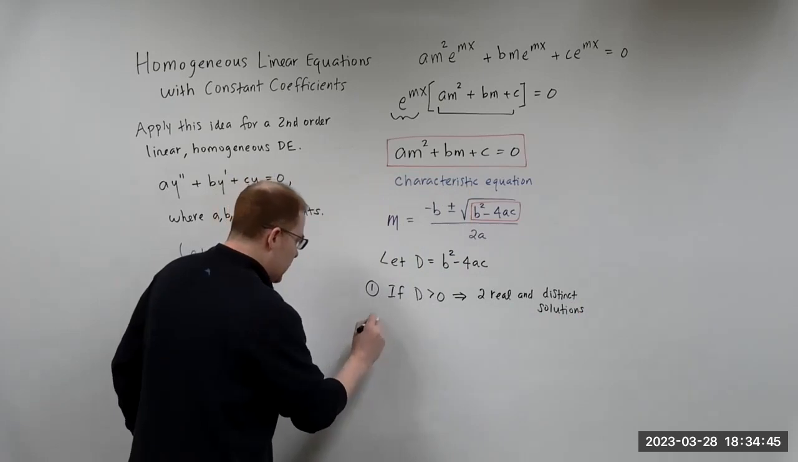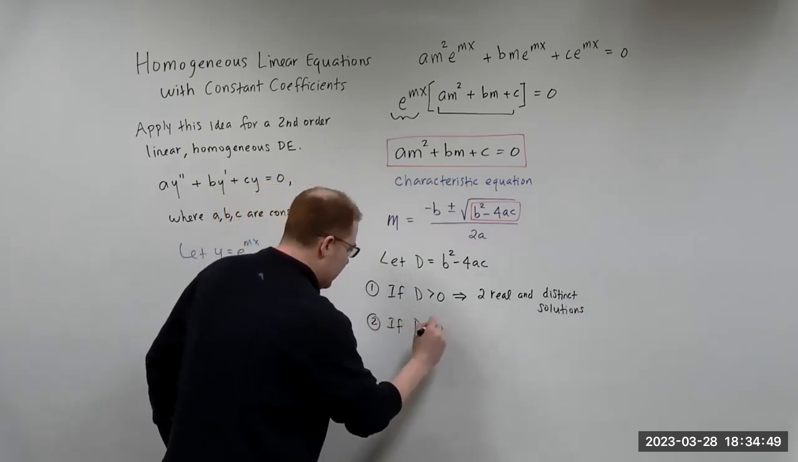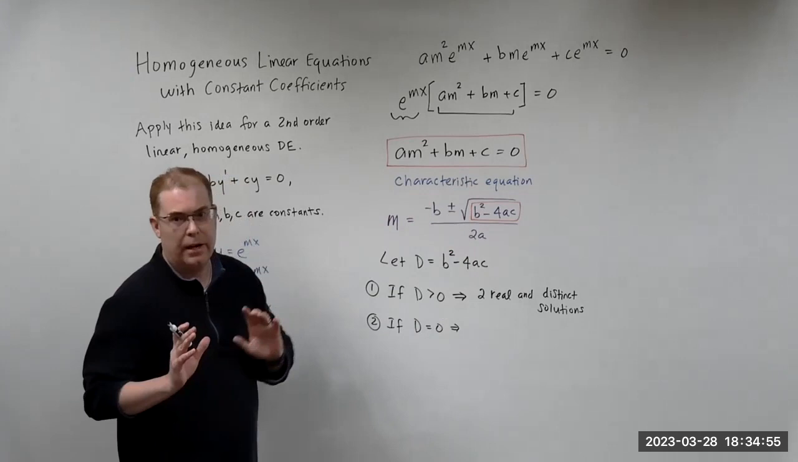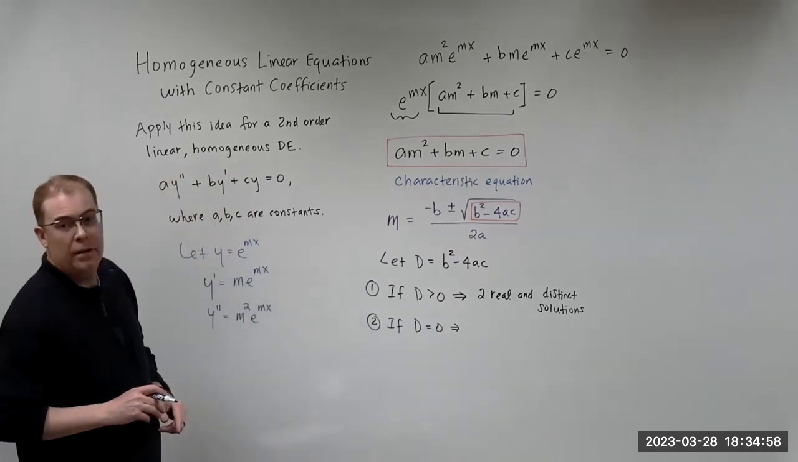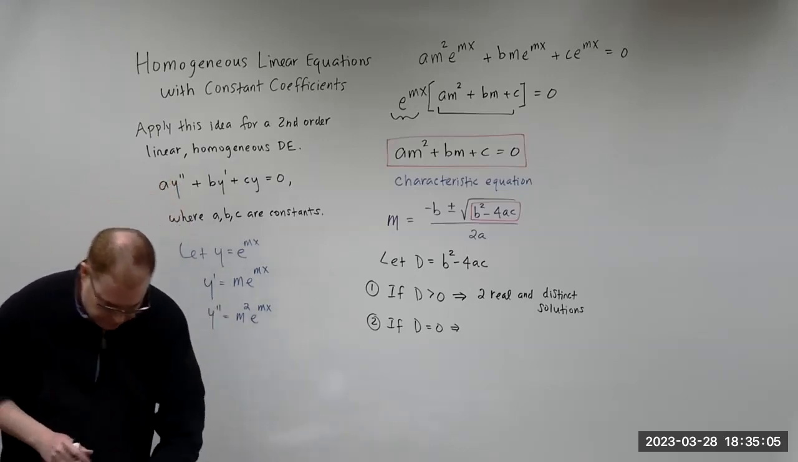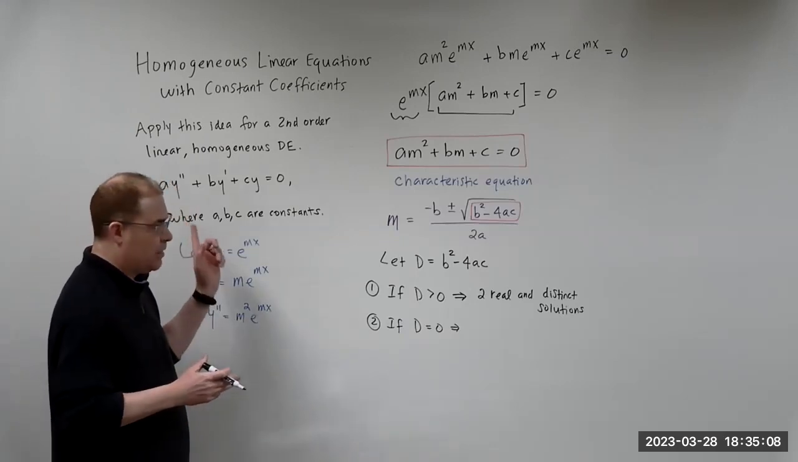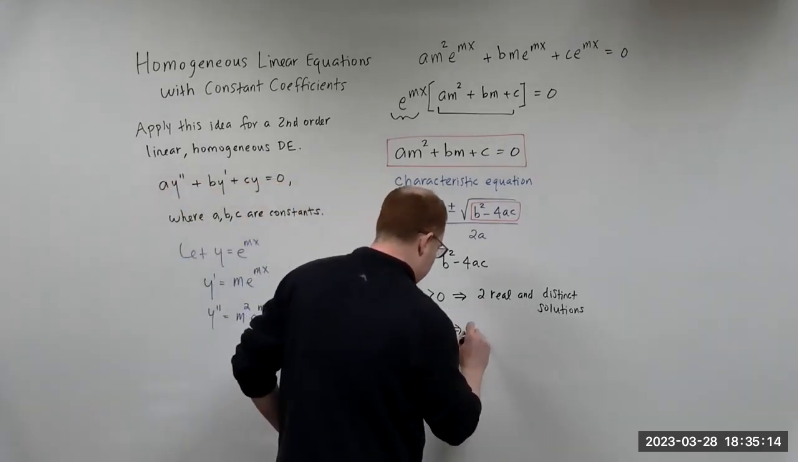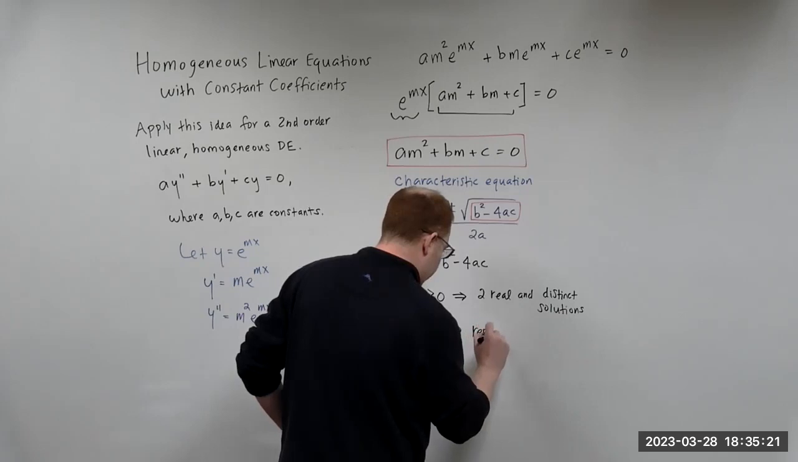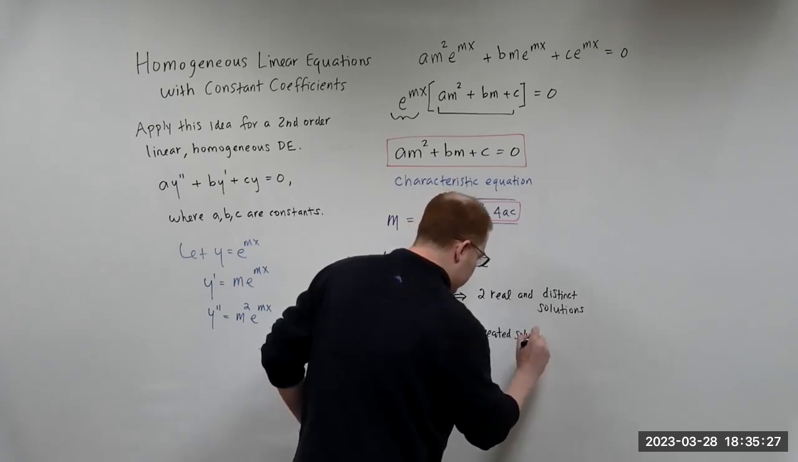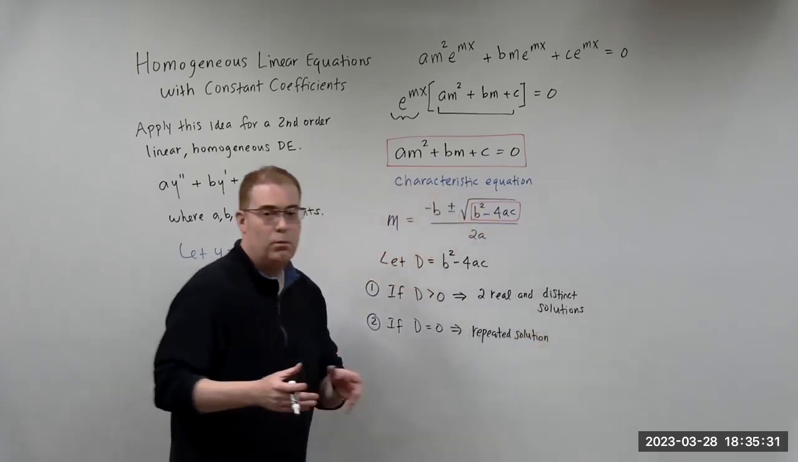Second case, if D is exactly equal to zero, in other words, if the discriminant is zero, then this part would go to zero, and we're left with just minus B over 2A. That tells us we are going to have one solution. Because this is second order, you get what's called a double root, a repeated solution here. Sometimes we say this is a double root or a root with multiplicity of two.